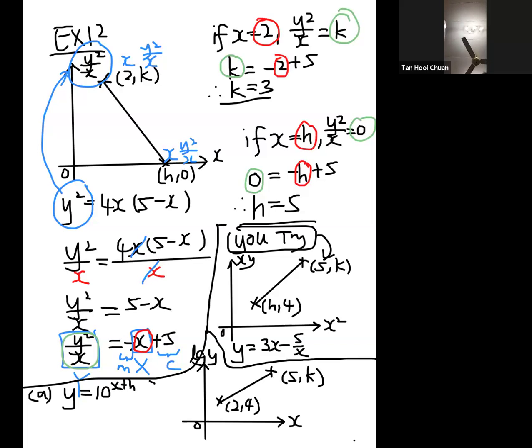They want to convert into linear form. Linear form. Okay. And then B, after converting into linear form, they want you to find the h and k. Find h and k. Okay, convert to linear form and find h and k. Give the answer.